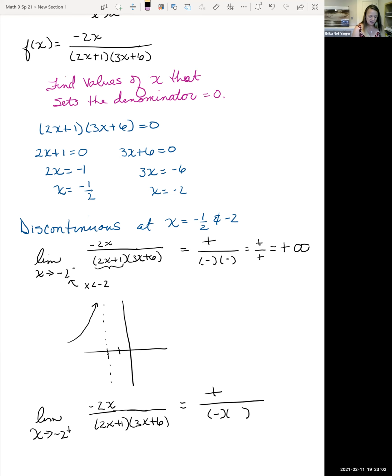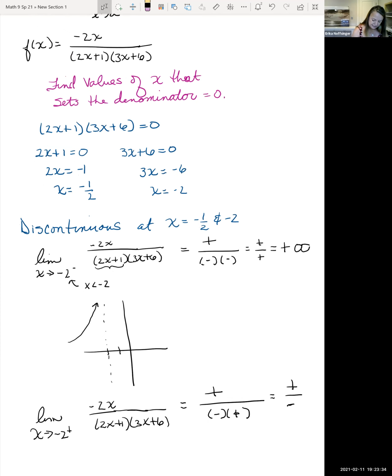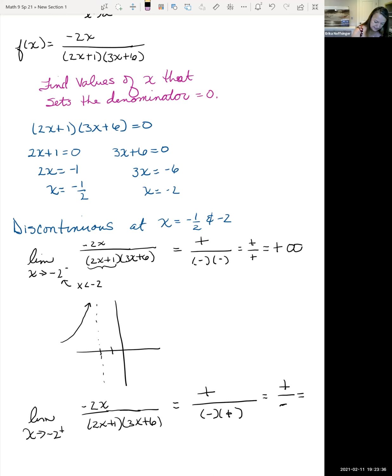You can try in the calculator if I plug in -1.99, 3 times that plus 6, that gives me 0.03. It's positive. So anything I plug in on the right of -2, close to it, is going to give me a positive number for this piece. And so negative times positive is negative. Division, one positive, one negative is negative. So this is equal to negative infinity.